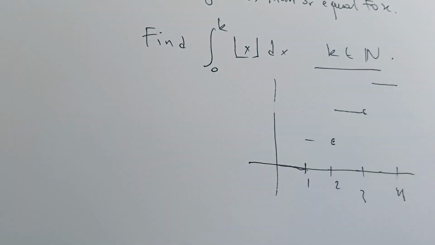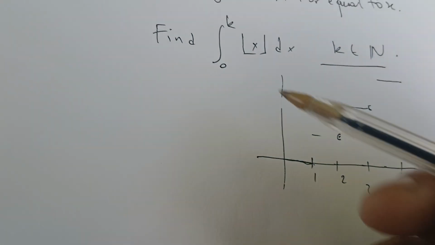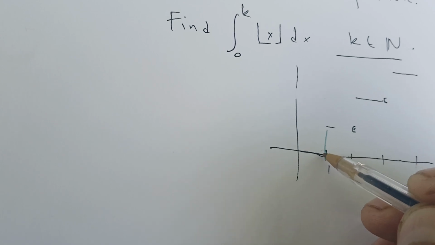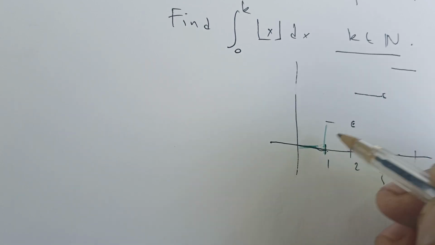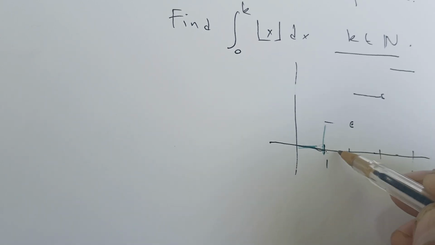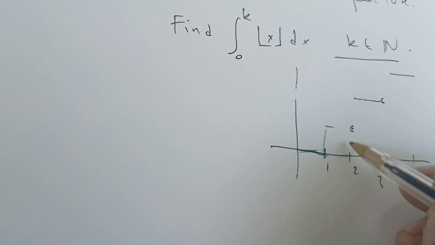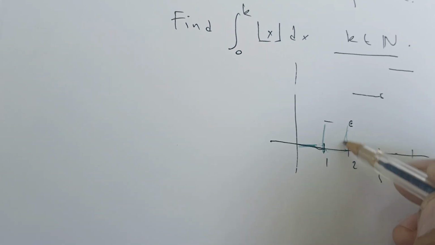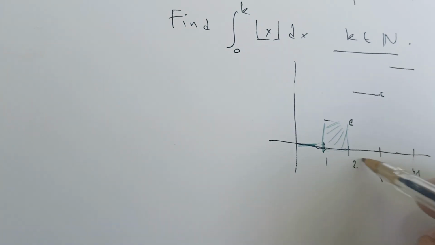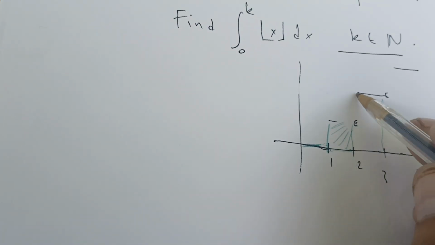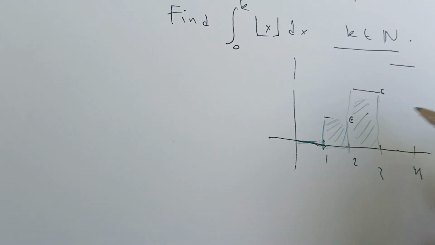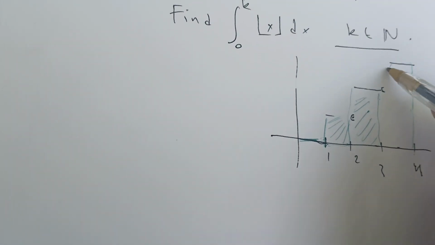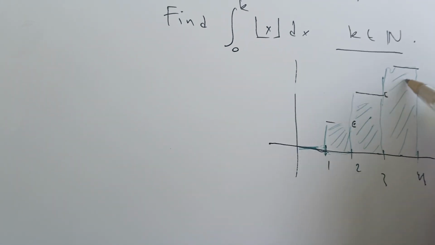Okay, so the meaning of the integral is getting these areas here. Here we have 0, therefore we have a 0 integral here. Between 1 and 2, we have the rectangle having base 1 and height 1. So we have this one here, 1. And between 2 and 3, we have base 1 and height 2. Therefore, we have 2 here. And between 3 and 4, we have 3. And we have this area here.